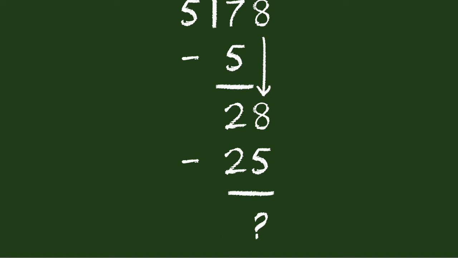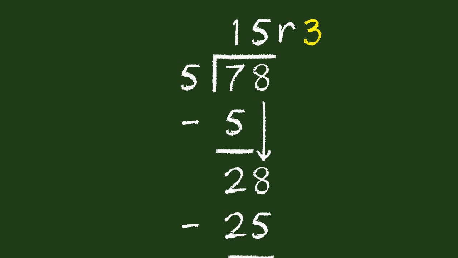Now subtract the 25 from the 28. 28 minus 25 equals 3, so put the 3 down here. This is our remainder, so put the remainder up here by the answer. Now we have our answer, so 78 divided by 5 equals 15, remainder 3.